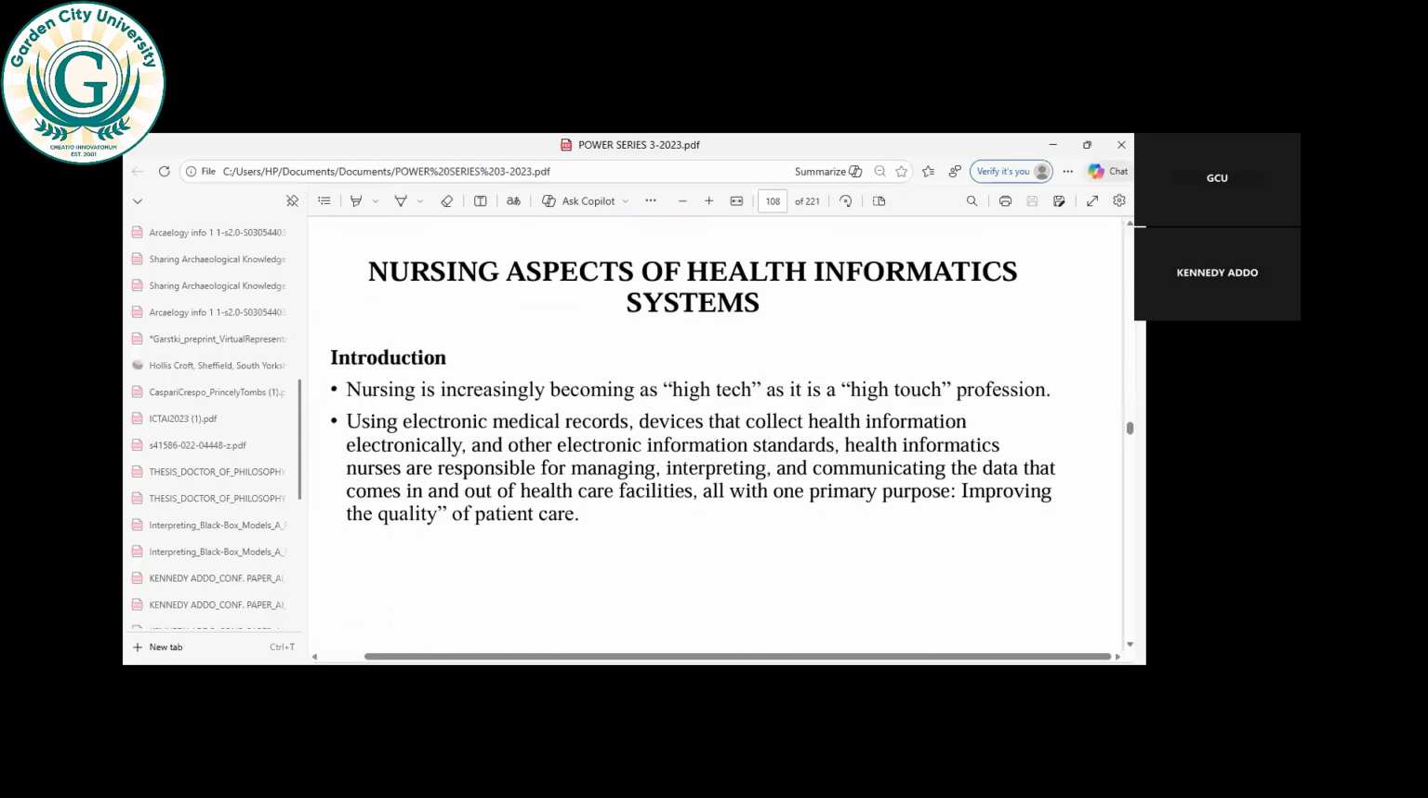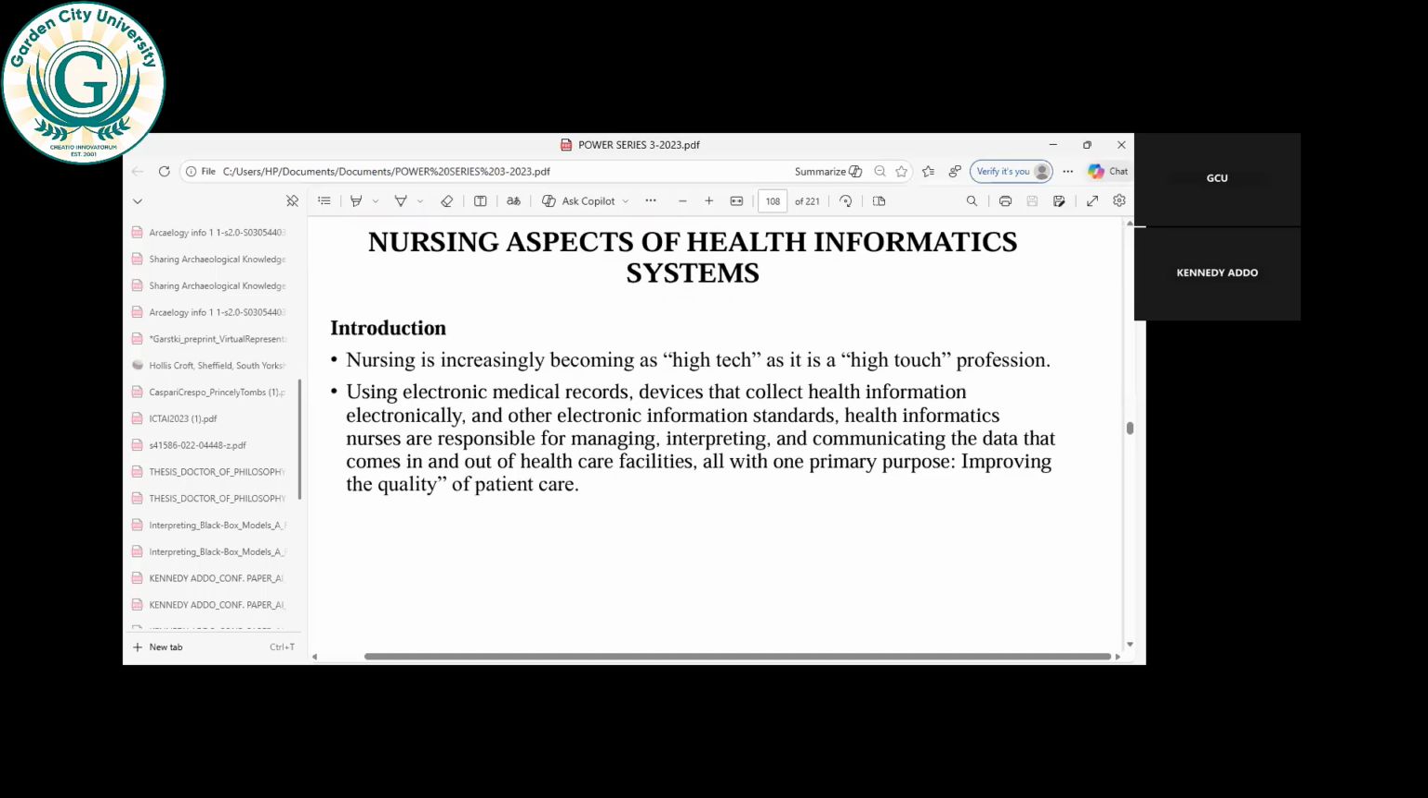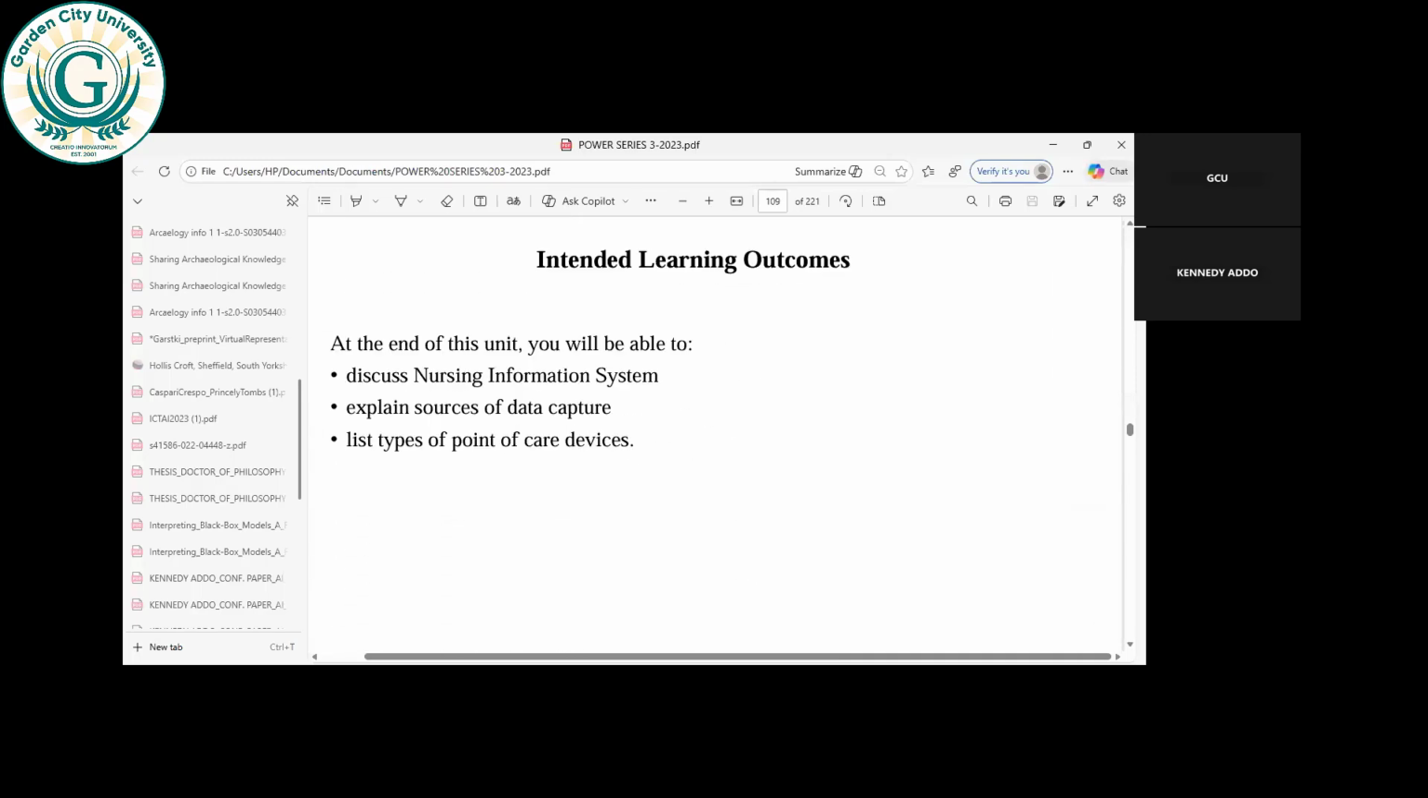Nursing aspect of health informatics systems. So we are going to look at the nursing aspect of health informatics systems: how nurses use computers or technologies in decision making or their daily routines, and how nurses are able to manage, interpret, and communicate data using these electronic health records for the purpose of improving health care. We are going to look at that.